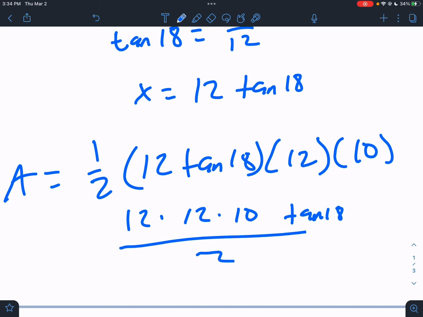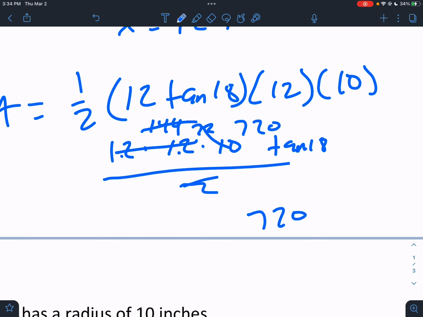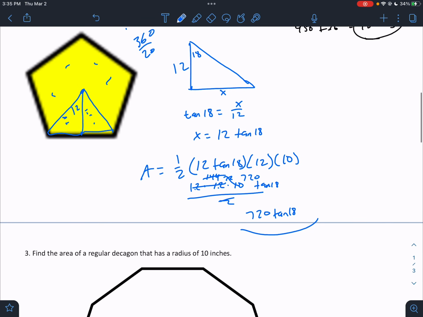So what would be a good way to do this? I might do 12 times 12 is 144, divided by 2 is 72, times 10 is 720. Coming up with good ways to do this in your head is very important to being really good at math. So there's our answer, 720 tan 18.